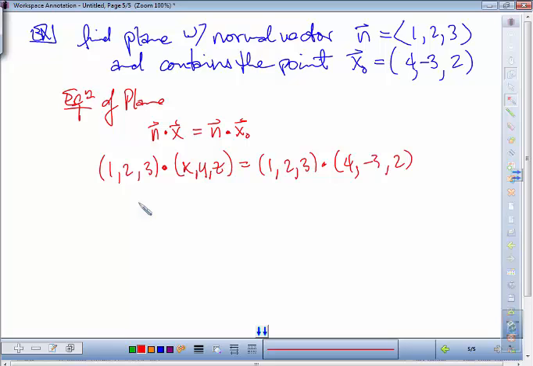So the dot product is just going to give you 1 times x plus 2 times y plus 3 times z. So that's your ax plus by plus cz on the left-hand side. And on the other side is your d. So 1 times 4 plus 2 times negative 3 plus 3 times 2. This is 4 minus 6 is negative 2. Negative 2 plus 6 is positive 4. Is that right? 4?